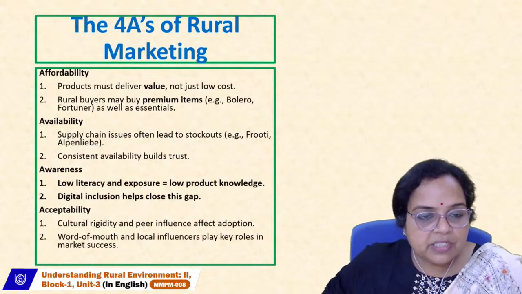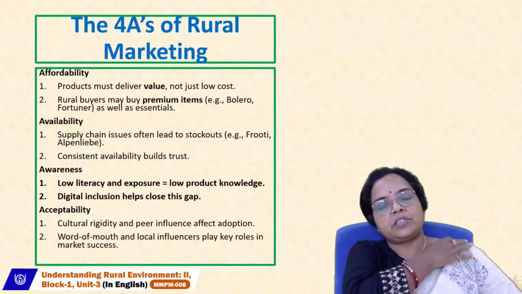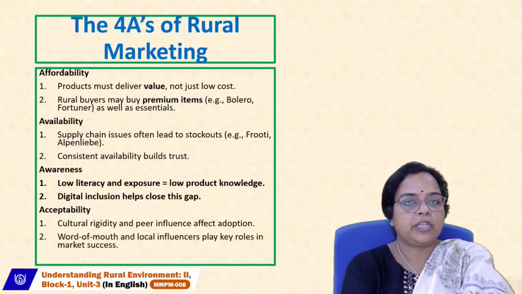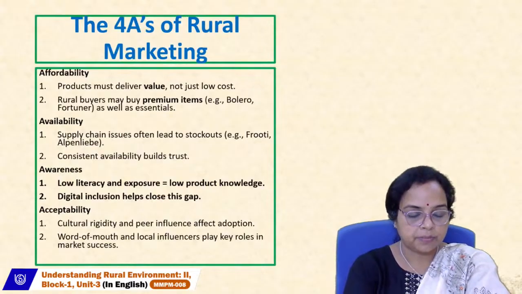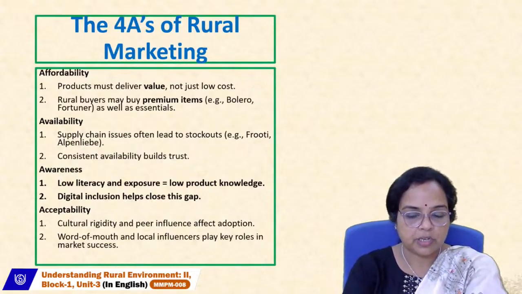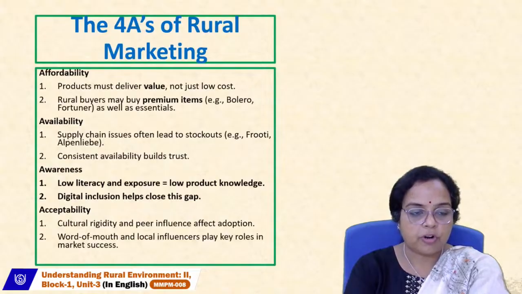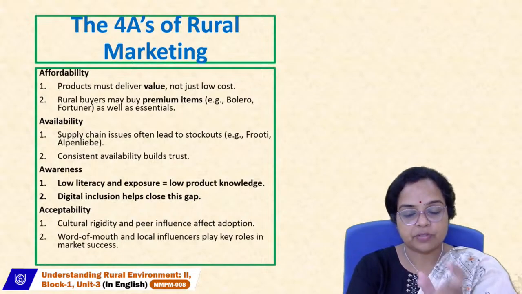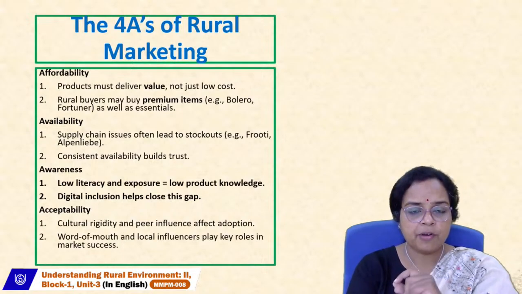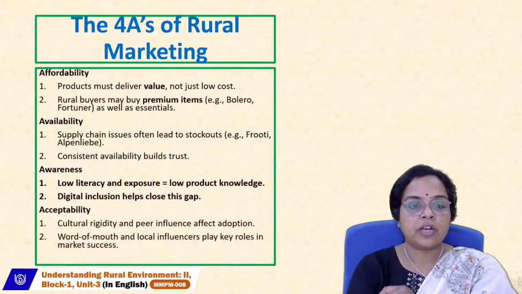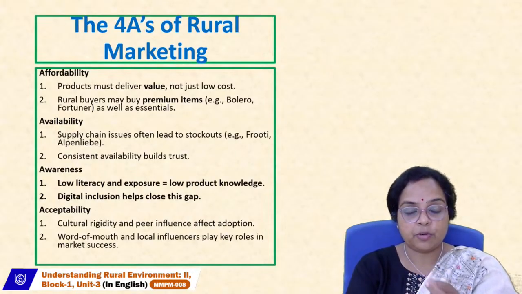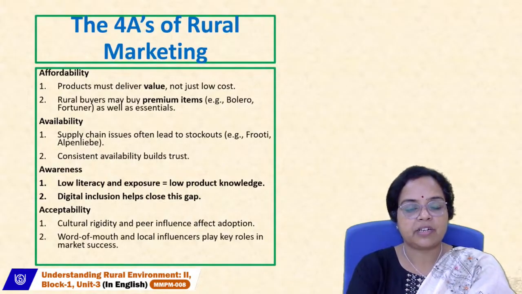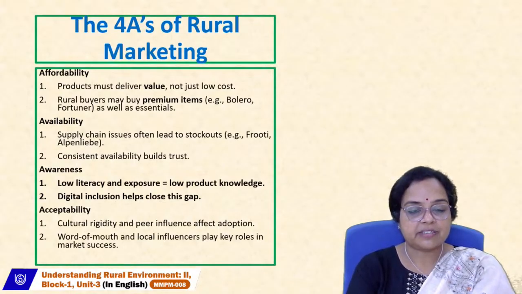Availability. There are many challenges for this. We know there are limitations on infrastructure, but slowly, with the numbers we discussed in the previous slide, the infrastructure problem is getting solved. Supply chain issues often lead to stockouts of short-term, short-lifespan products like Fruity and others. If you make the right decision on how to make your product available to the consumer through your marketing strategy, then you can see success.